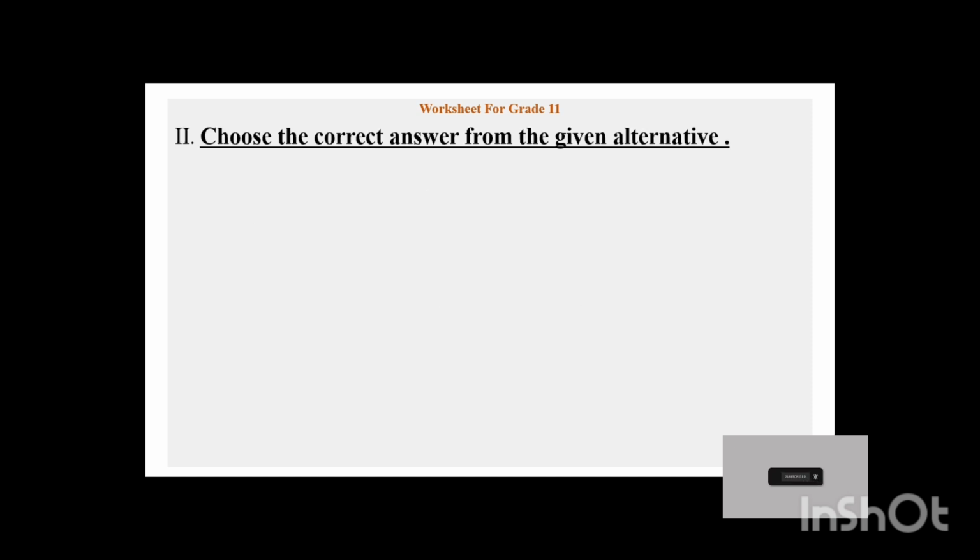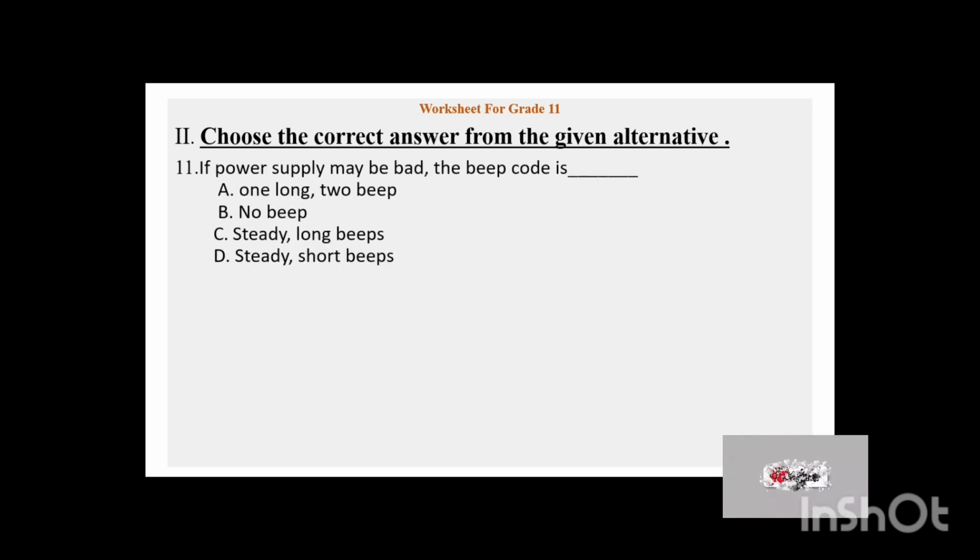Roman numeral 2: choose the correct answer from the given alternatives. Question 1. If the power supply may be bad, the beep code is dash. A. 1 long, 2 beeps. B. No beep. C. A steady, long beep. D. A steady, short beep.